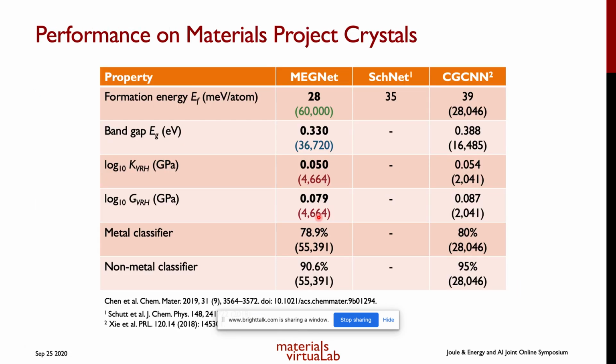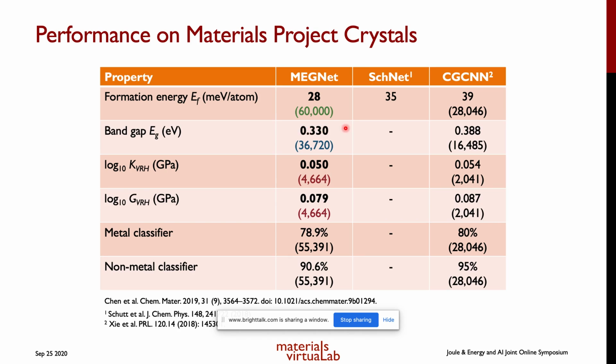So how do the graph networks perform? What we showed in our paper, which was published in Chemistry of Materials back in 2019, is that we can achieve state-of-the-art performance on a broad variety of properties. So here I'm showing you just the prediction on Materials Project crystals. All right, you see that for example, predicting things like the formation energy, we achieve 28 meV per atom mean absolute error in our predictions, while for something like band gap, we achieve a 0.33 eV accuracy, right?